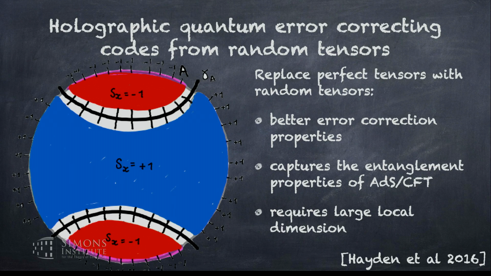Well, it turns out if we replace perfect tensors with random tensors, we get even better error correction properties. So I said that the previous tensor network model gives us some nice error correction properties of AdS-CFT, but there are some particular properties known as complementary recovery, which we don't quite get in the previous toy models, and we get closer to it in this toy model. I think the more exciting benefit of this toy model is that we really do now capture the entanglement features of AdS-CFT.